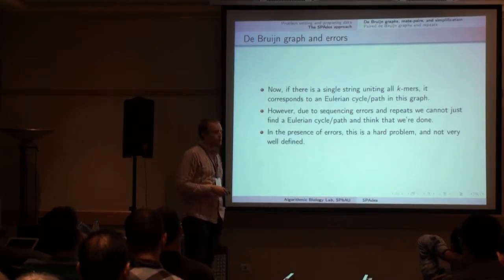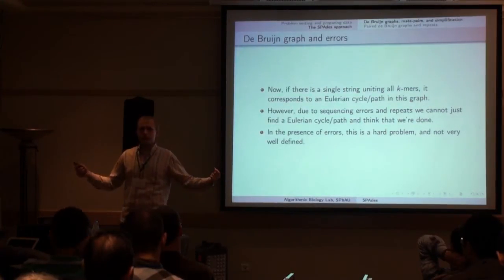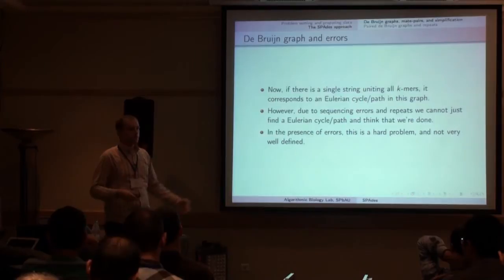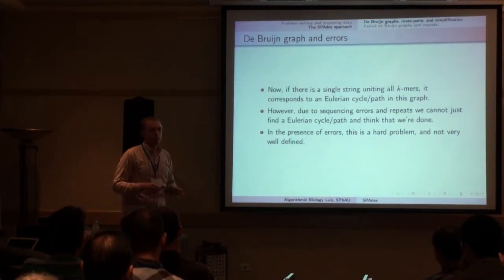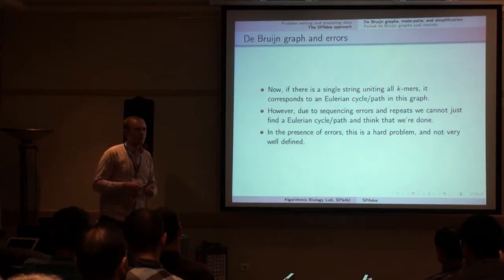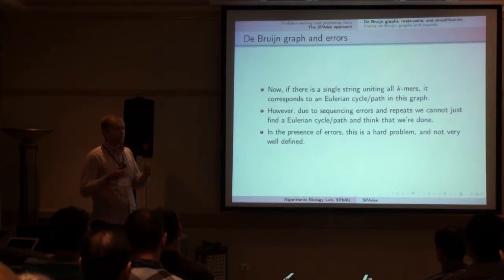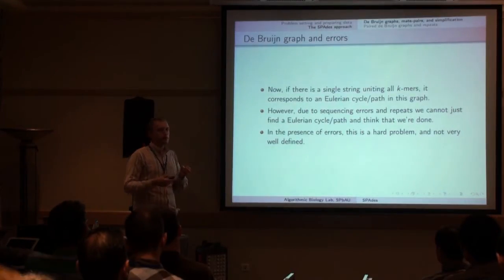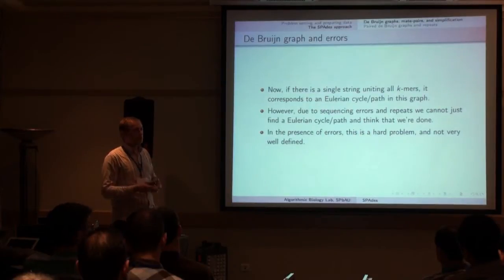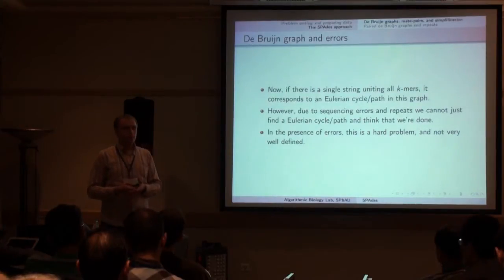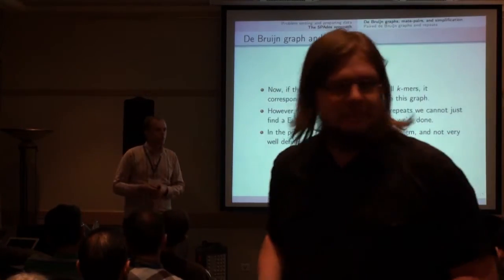And of course, if there is a single string that unites all k-mers, it would correspond to an Eulerian path and an Eulerian cycle in this graph. And that is true anyway. But the premise of this does not hold, because there are erroneous reads, erroneous k-mers, which lead to spurious vertices and spurious edges that should not be in this path, on one hand. On the other hand, gaps in the coverage make this graph disconnected, and you cannot really even hope to find a single path that unites the whole graph.